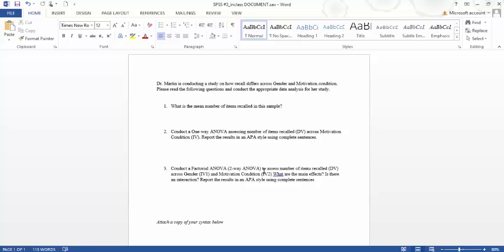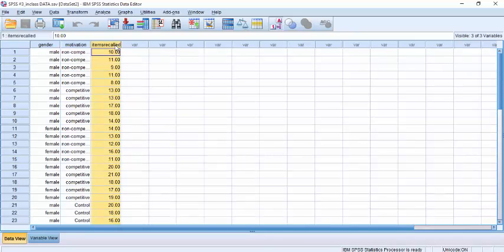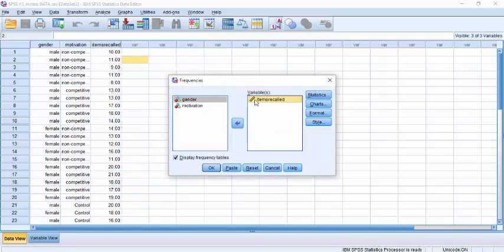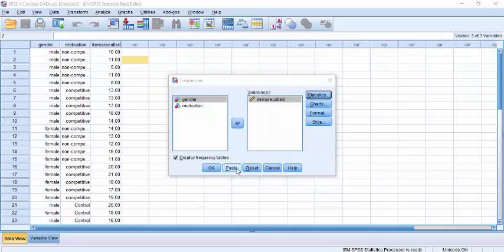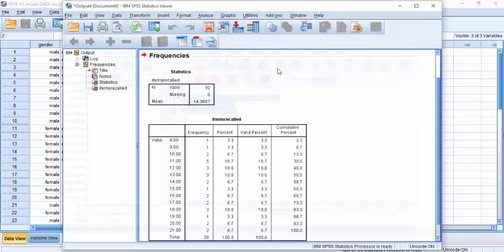The first question: what is the mean number of items recalled in this sample? So we head back to our data and look at items recalled. So this is just the mean. It's a descriptive statistic that we have done throughout the semester. So go to Analyze, Descriptive, and Frequencies. We see that our variable items recalled is in the appropriate box. Go to Stats and select Mean. Hit OK, and paste our syntax. Then we highlight it and run it.